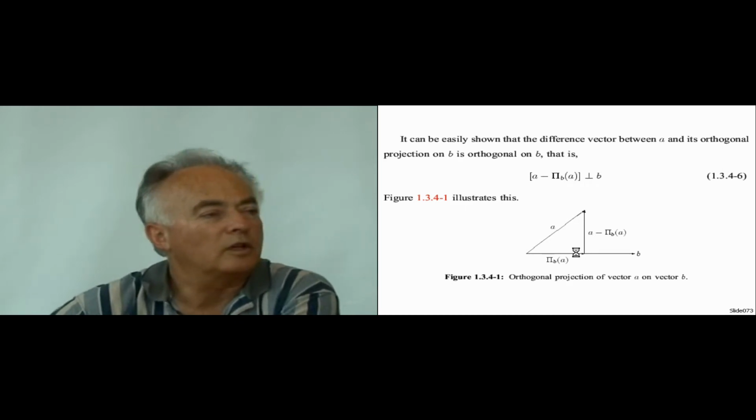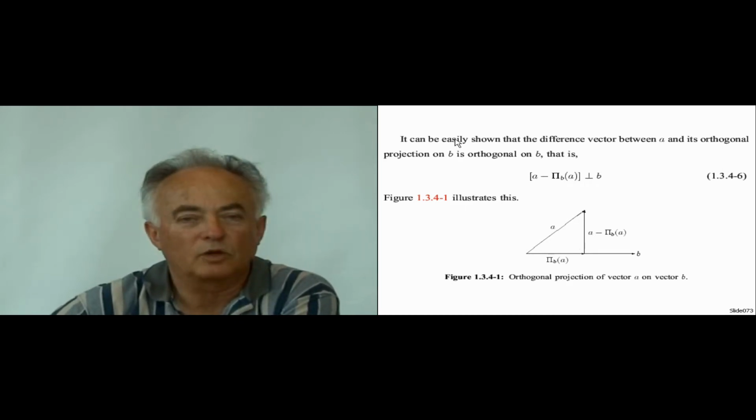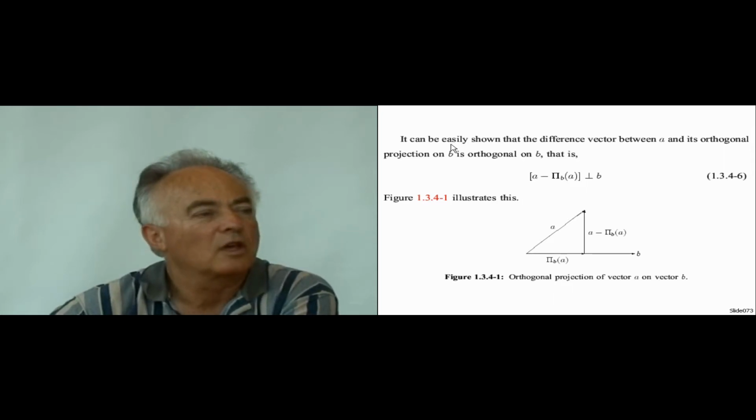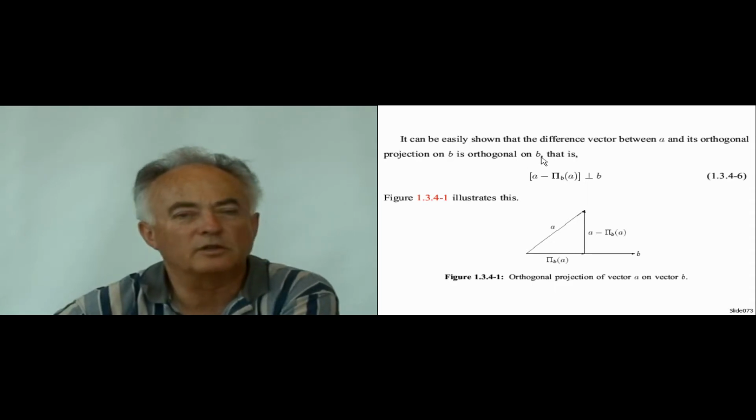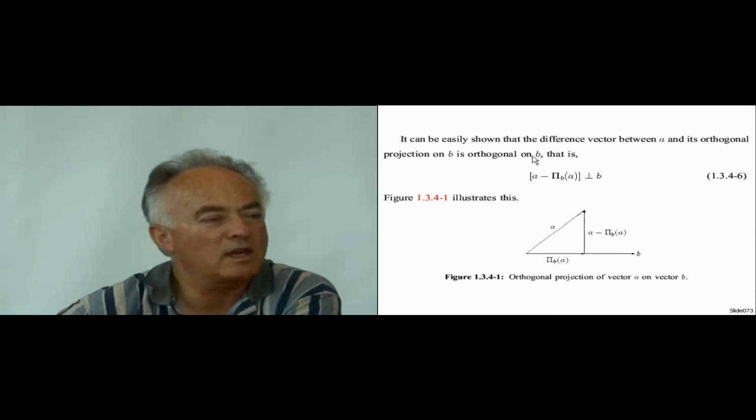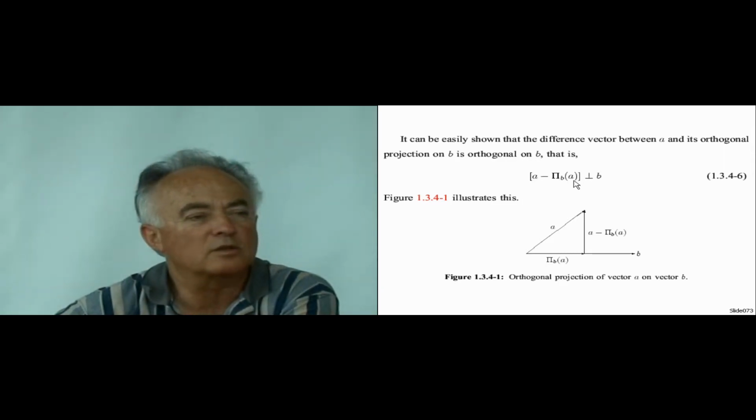Now, it turns out that the reason we call this orthogonal projection is the following. The difference between a vector A and its orthogonal projection on B is orthogonal on B, and that's the reason for the definition. So A minus the projection on B of A is orthogonal on B, and we have a nice illustration here.